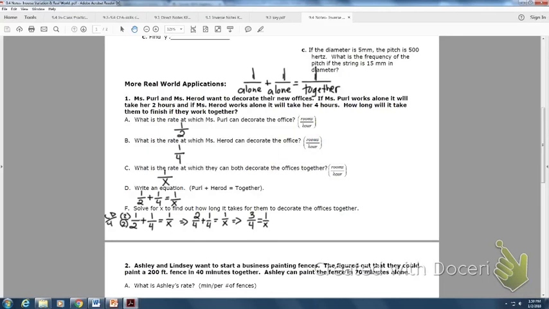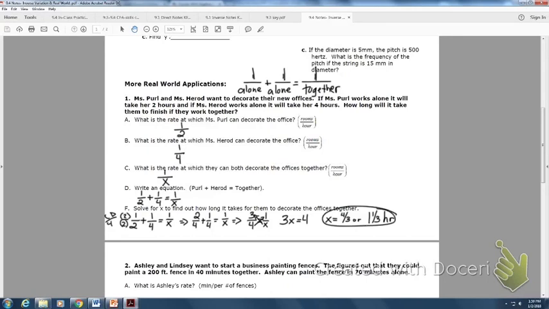Anytime I have it set up to where it's a fraction equal to a fraction, I can cross multiply. Some of you were taught this by some kind of method called butterfly or something weird like that. If that's how you do it, awesome. But you'll hear me refer to it as cross multiply. So I end up with 3x equals 4. And so it would take them 4/3 or 1 1/3 hours if they were to work together.